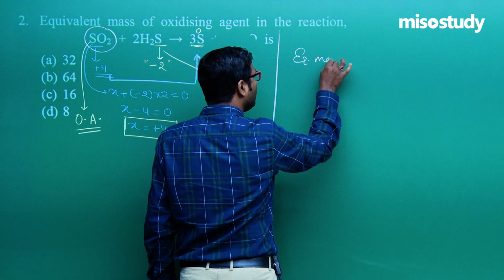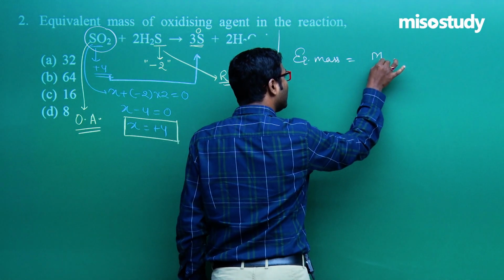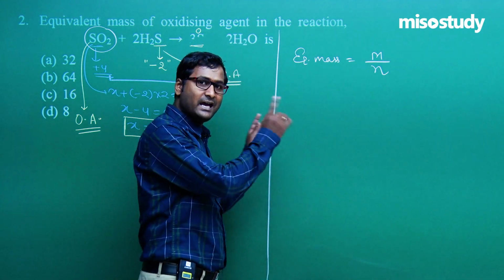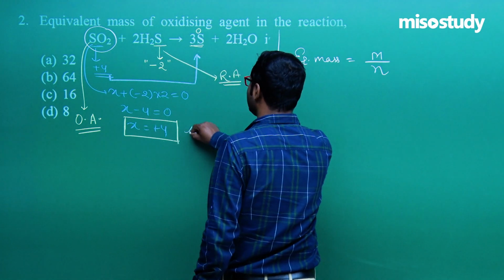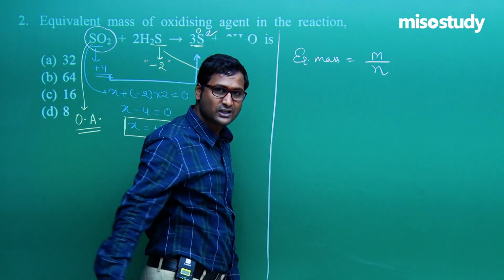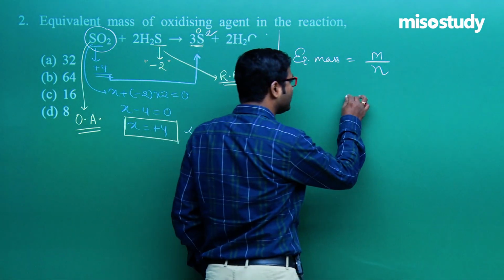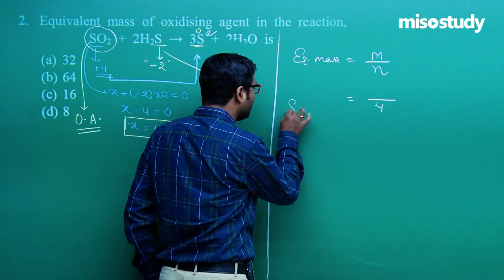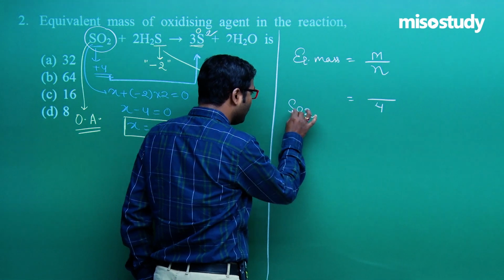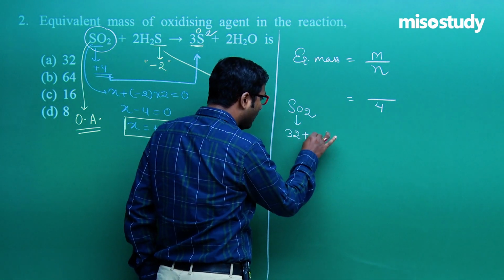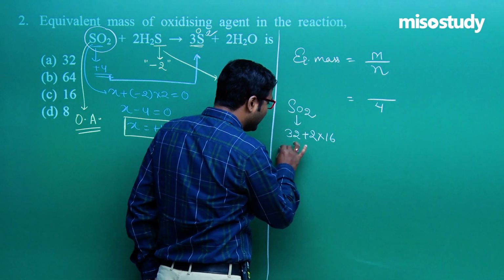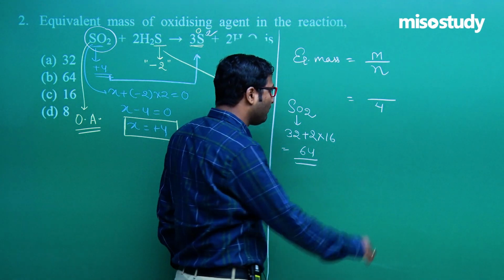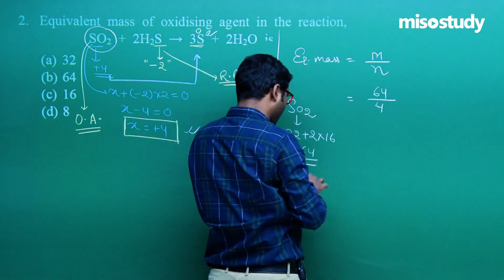As we know, equivalent mass is equal to molecular mass upon N. N is equal to the change in oxidation state. Here SO2 goes from +4 oxidation state to 0 oxidation state, so the total change in oxidation state, N, is equal to 4. And what is the molecular mass of SO2? We know sulfur is 32, oxygen is 2 into 16, that is 32 plus 32 is equal to 64, 64 by 4.